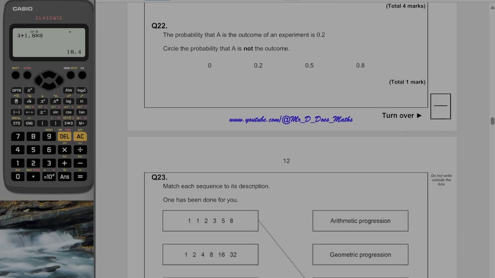Right, question 22. The probability that A is the outcome of an experiment is 0.2. Circle the probability that A is not the outcome. So we want to do 1 minus 0.2, which will give us 0.8. So we're going for that one.